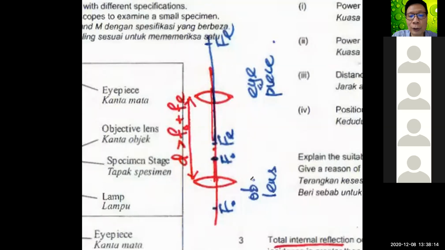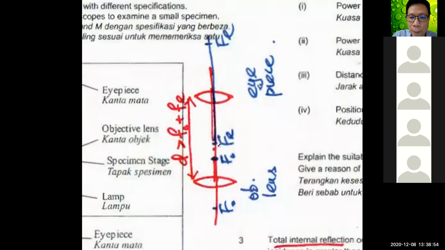For the microscope, you remember now, the objective lens has a short focal length. See, FO is very short. Short means the objective lens is high power. Whereas for the eyepiece, the focal length is longer. You see this FE is long. Long focal length means low power. So for the microscope, objective lens: short focal length, high power. Eyepiece: long focal length, low power.